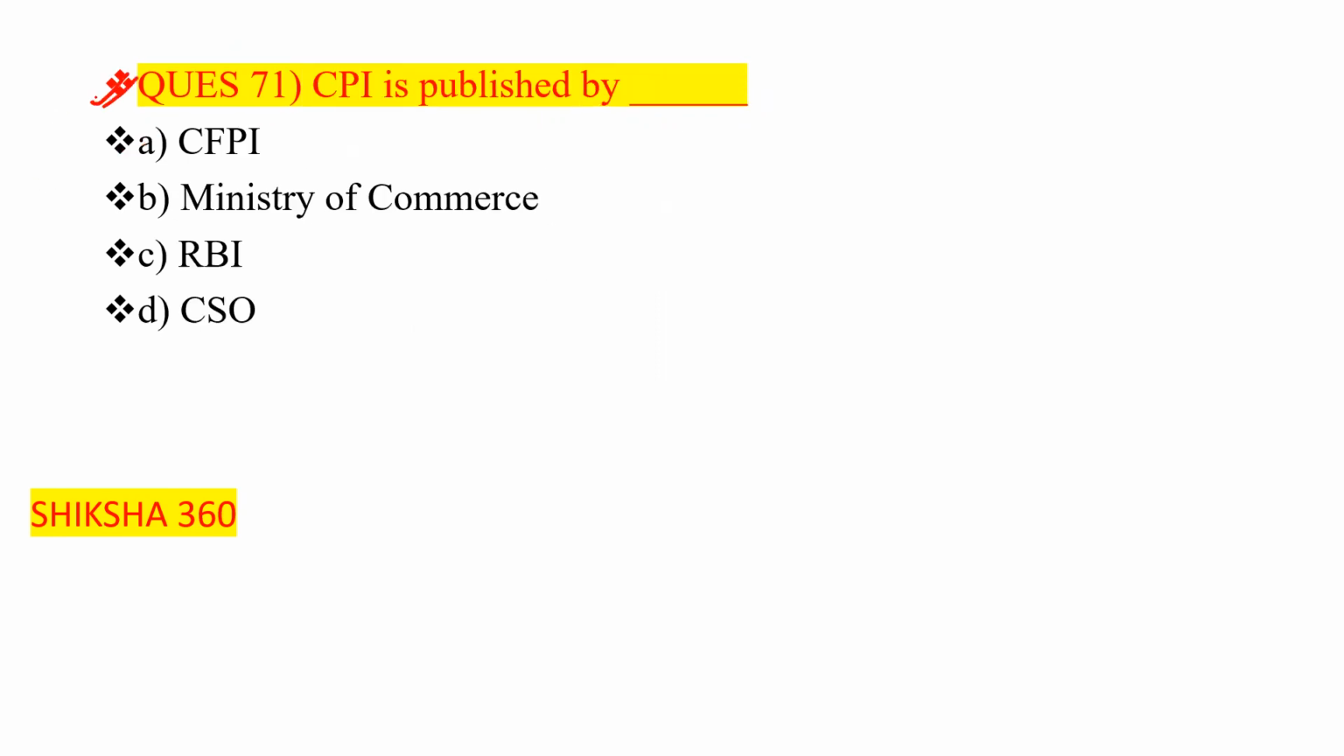CPI is published by which organization? Option 2 is the Ministry of Commerce. Third one is RBI. Option 4 is CSO. Clear, CSO stands for the Central Statistics Office.